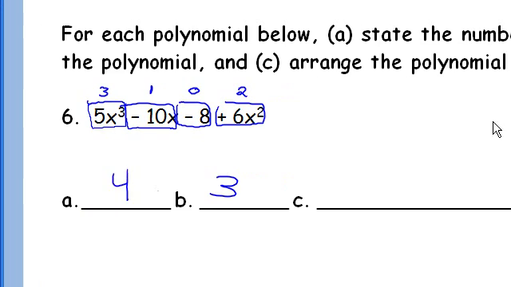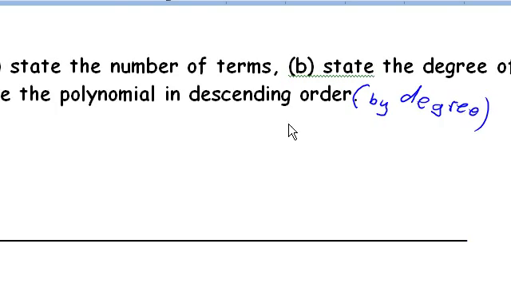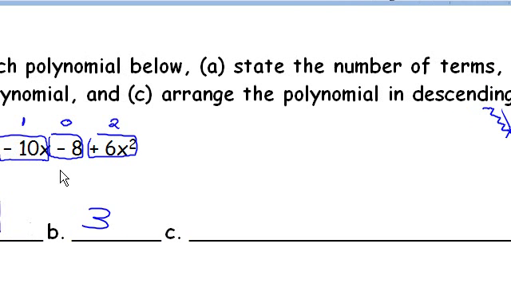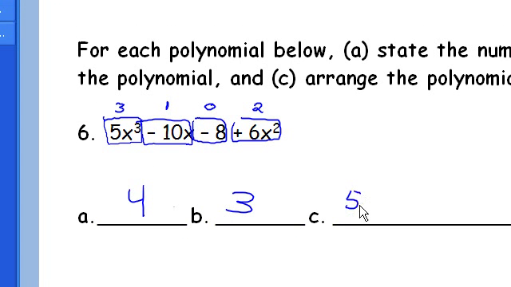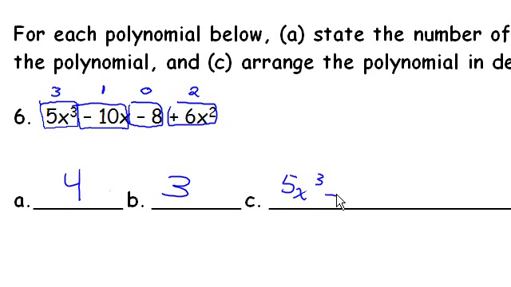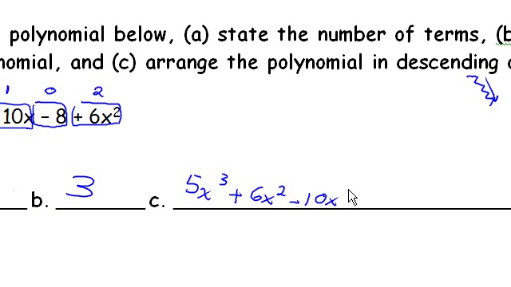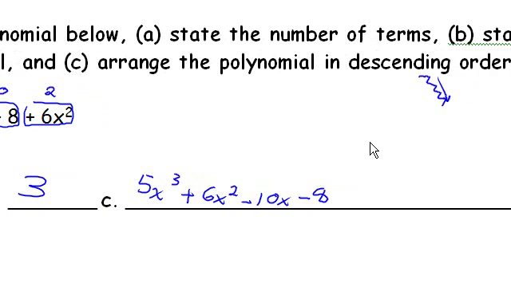And now let's arrange these in descending order by degree. So that means from greatest to least, as if you were descending stairs. You'd start at a high altitude and end at a low altitude. We are writing our polynomial in a descending fashion according to degree. So we'll start with our 5x cubed. 5x cubed plus 6x squared minus 10x. Man, my drawing tablet is not very straight. Minus 8. There you go.